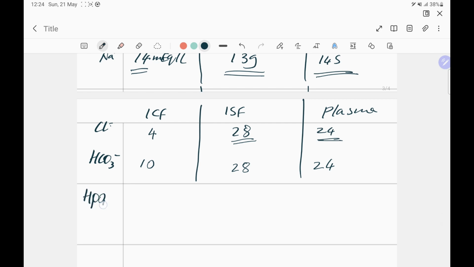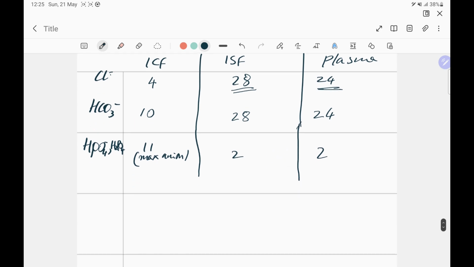Then some other important ions: phosphate, HPO4 minus and H2PO4. They constitute a very important part of the phosphate buffer system in your cell. So you have 11. This is the maximally concentrated anion inside your cells. When we look at the interstitial fluid compartment, it's 2, and it's also almost 2 in the plasma. There's hardly any difference there.